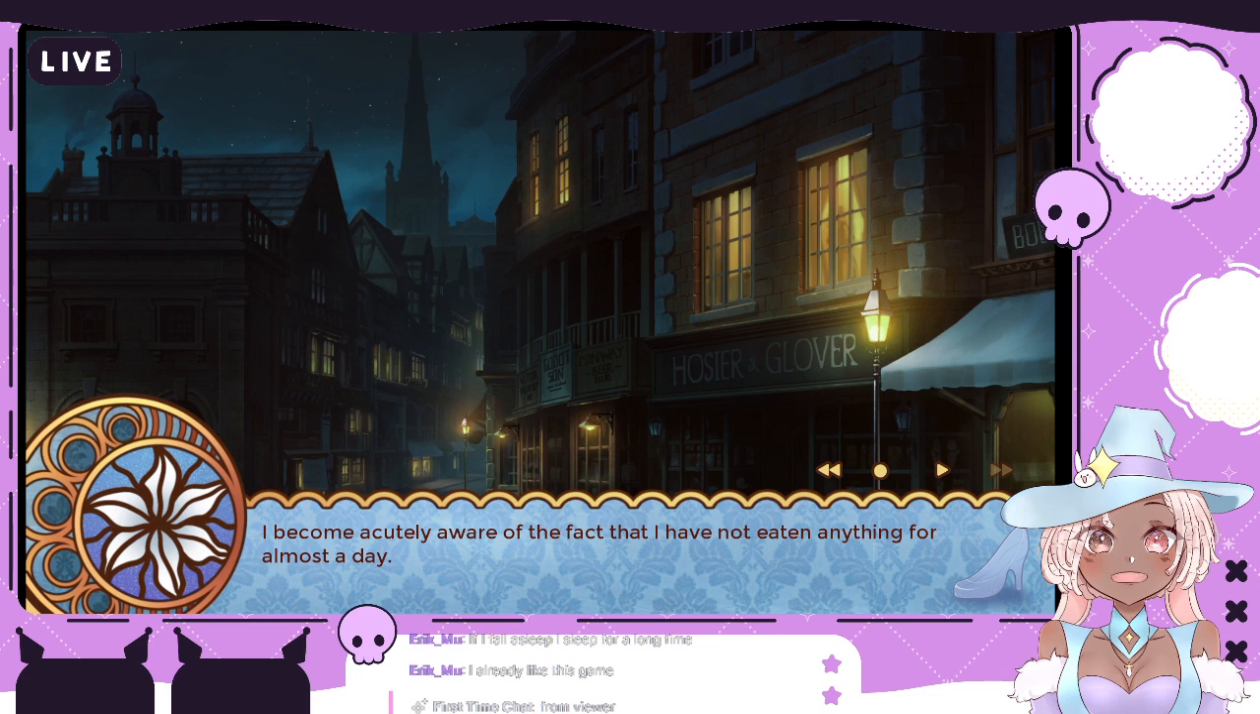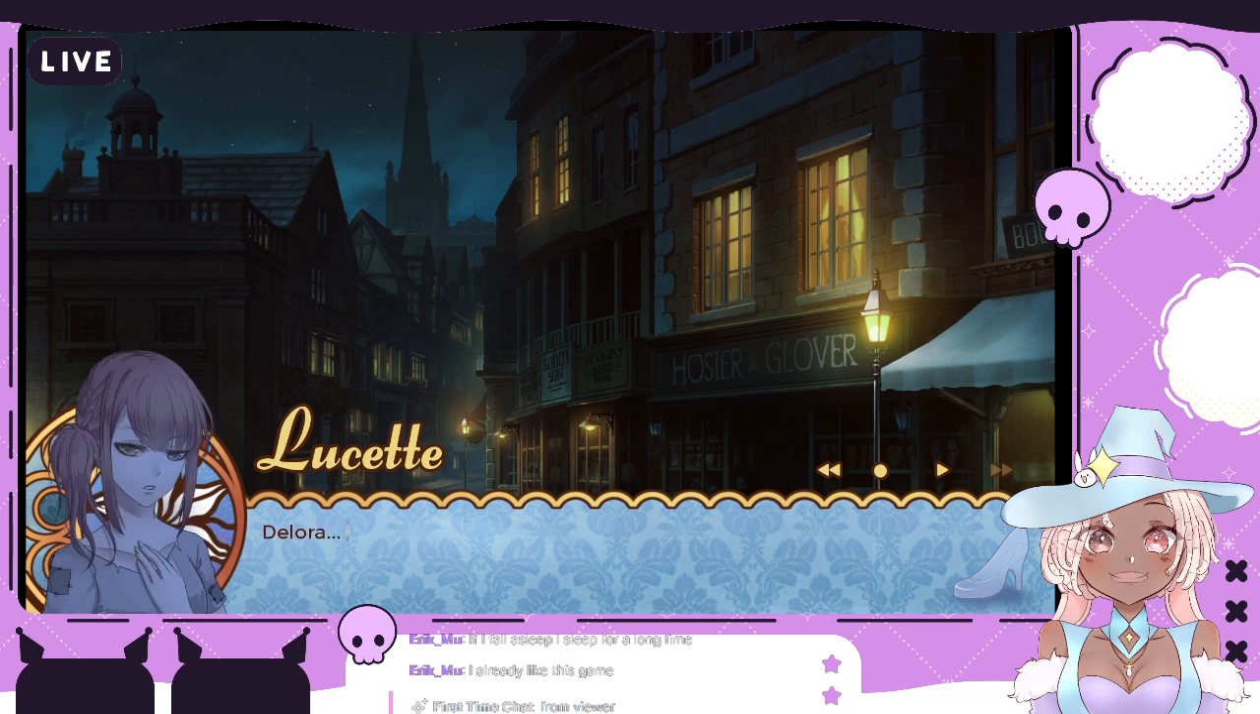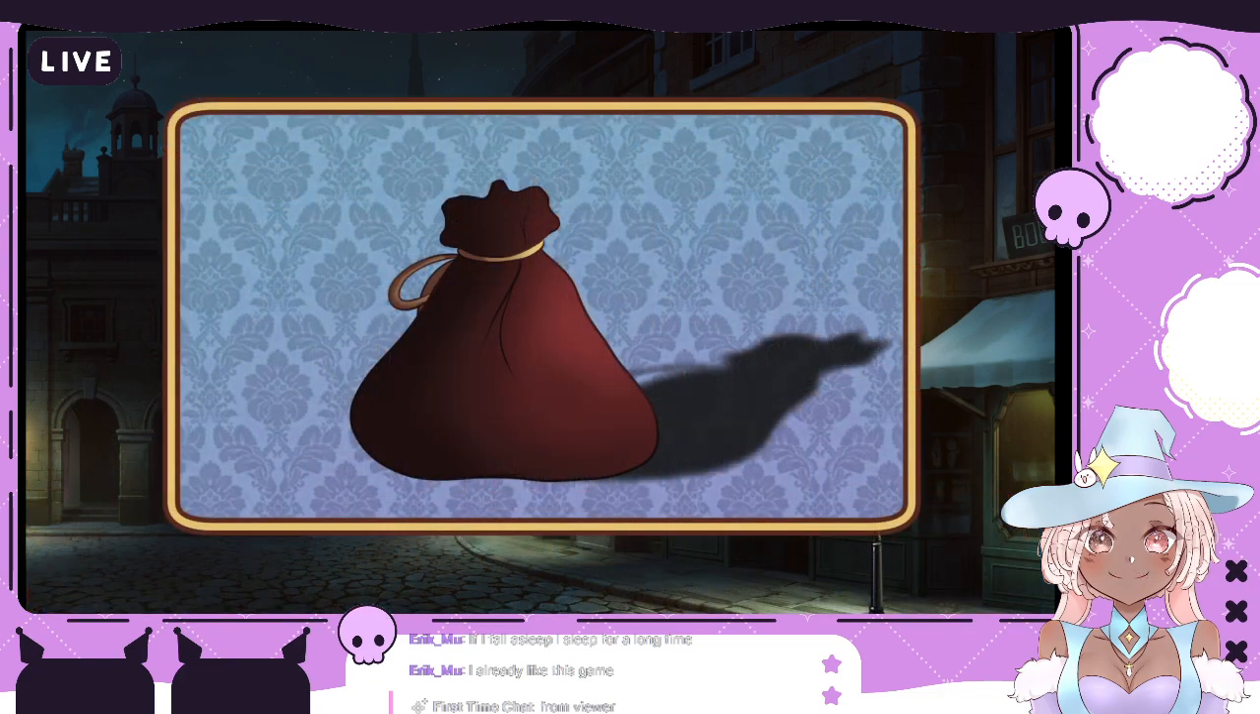I became acutely aware of the fact that I have not eaten anything for almost a day. I have been sitting here thinking on the new mess that is my life. But moping around will not break my curse. Crying will not help either. I should find that witch first, but how? I have no idea where she is. Dolora, I swear I will make you regret doing this to me. When I find you, I will find food first.